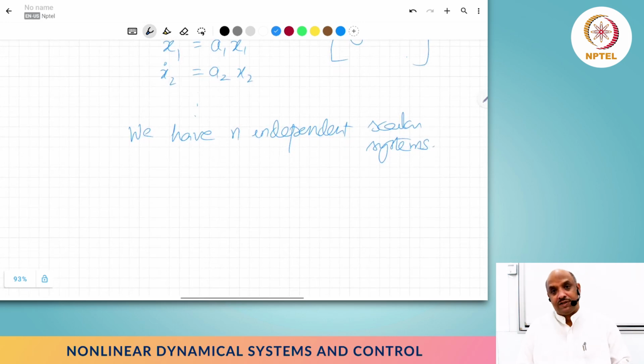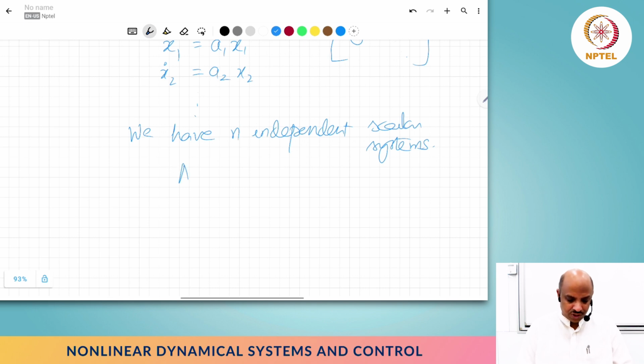If a1 is less than 0, then we'll have asymptotic stability. If a1 is less than or equal to 0, then we'll have Lyapunov stability, and if a1 is greater than 0, we'll have instability. So of course, when we have a coupled system, if one of the scalars is going to be unbounded, then we call that unstable. All of them have to be less than or equal to 0 for Lyapunov stability, and then all of them have to be less than 0 for asymptotic stability, right? So it's very simple.